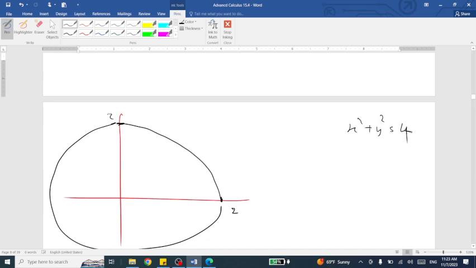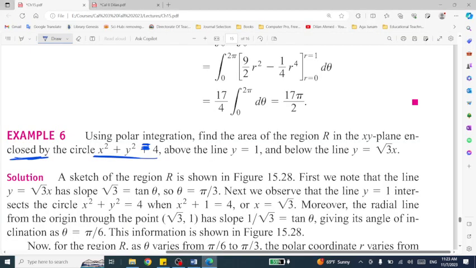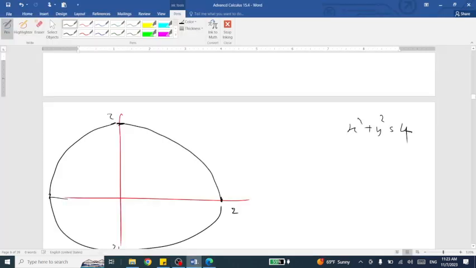Reduce it, 4 is 2 by 2. Circle over. You got it, dears? You got it? Good. Then what else? I'll just say graph here. And close it by, you know, above the line y equal to 1. Line y equal to 1.